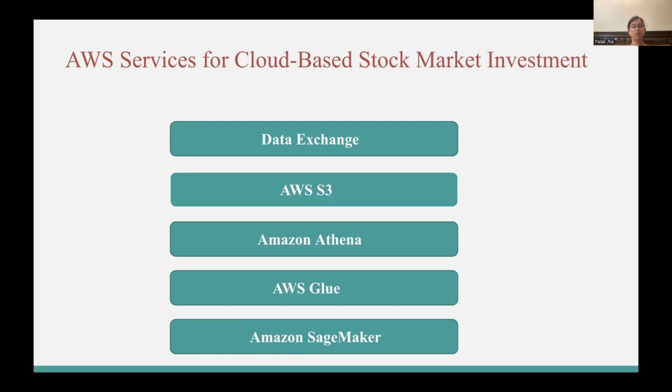The fifth one that the developer has to use is Amazon SageMaker. Amazon SageMaker is used to train the machine learning model for machine learning based trading strategies.